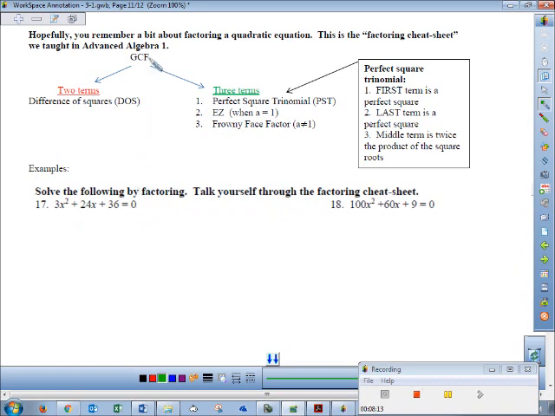First thing I check is GCF. 3, 24, 36. Well, you bet that 3 goes in all of those. So let's check x's. This has x's, this has x's, this does not, so I cannot take out a common factor of x. But that'll give me an x squared plus an 8x plus a 12, and that's still equal to 0.